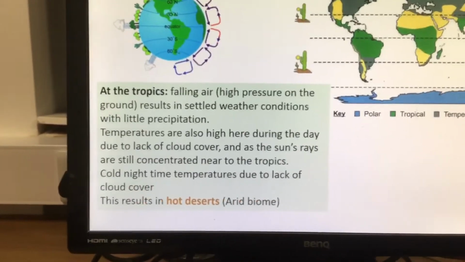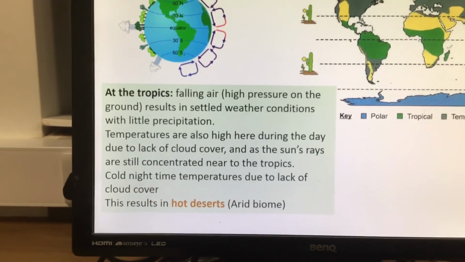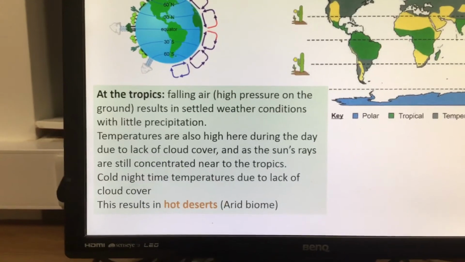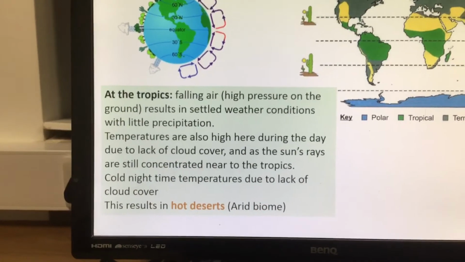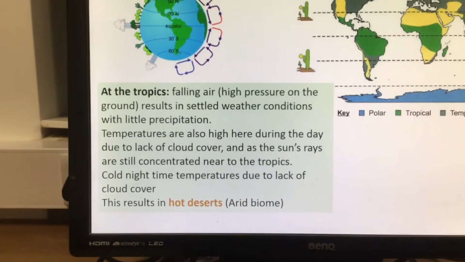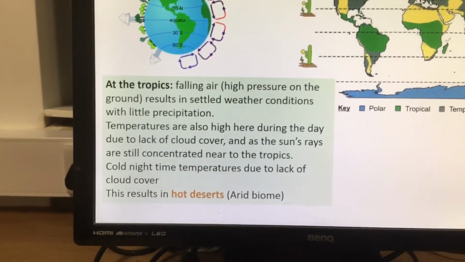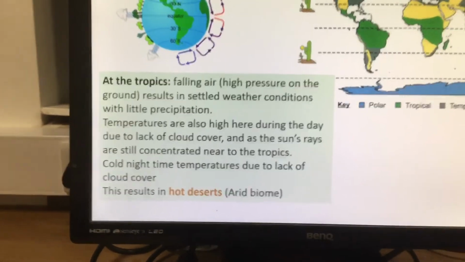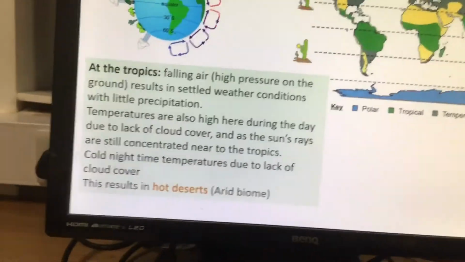And when air's falling, you get a high pressure belt, and this results in settled weather conditions with not much precipitation. And obviously because the tropics are still quite close to the equator, you still do get quite high temperatures. And the lack of cloud means that you get cold nighttime temperatures, but warm daytime temperatures. So that explains why the arid biome is where it is.